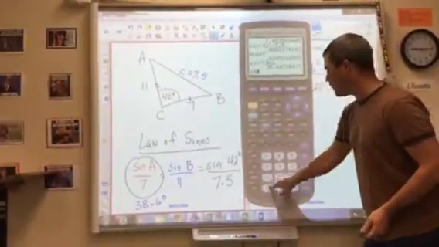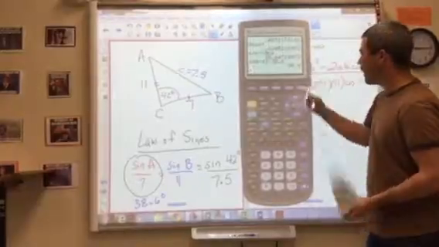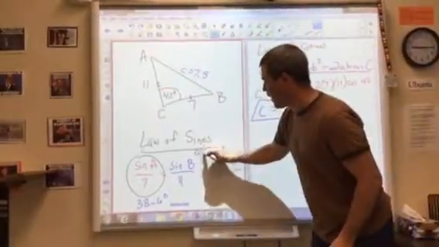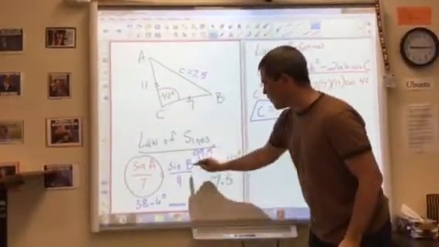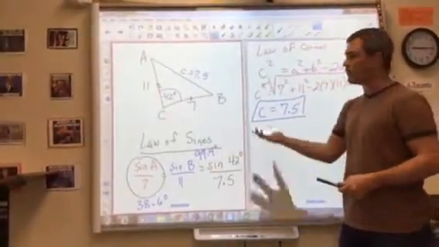Now I know angle B as well. I do 180 minus the two angles that I have, and there is angle B. And what I can tell, the largest angle is opposite the largest side, and so on. And there's the law of cosines.